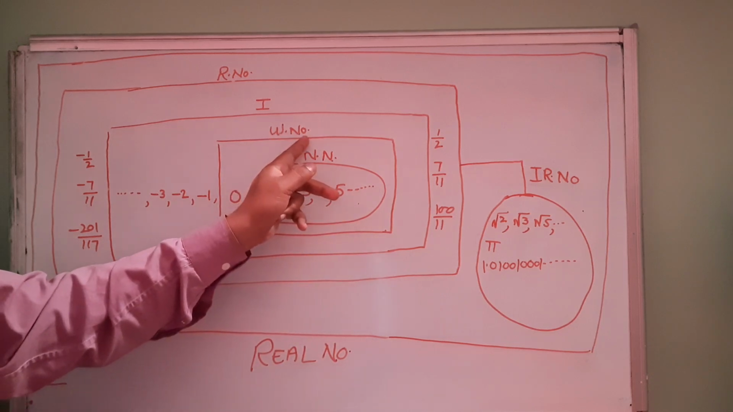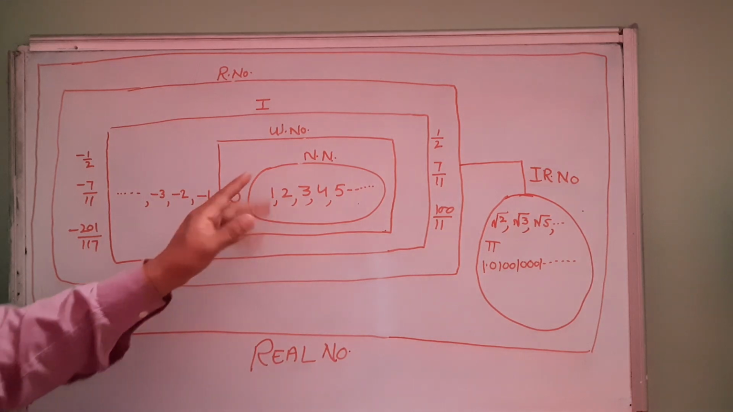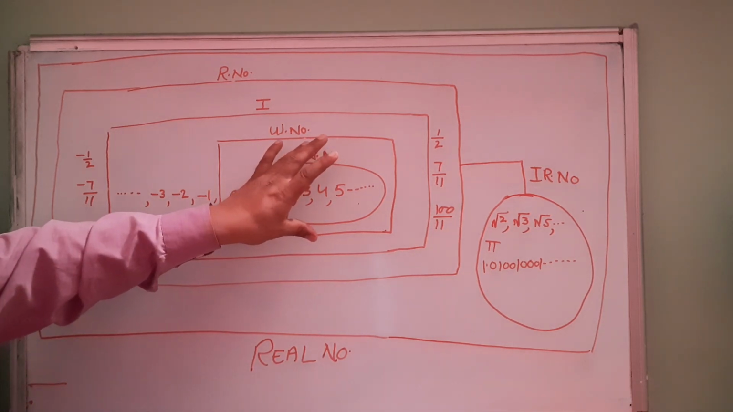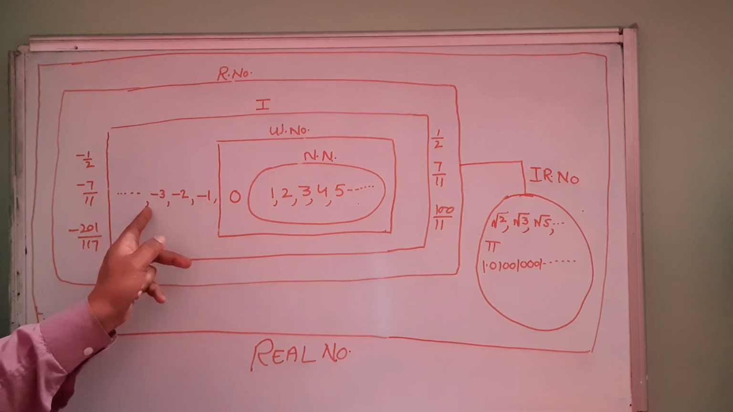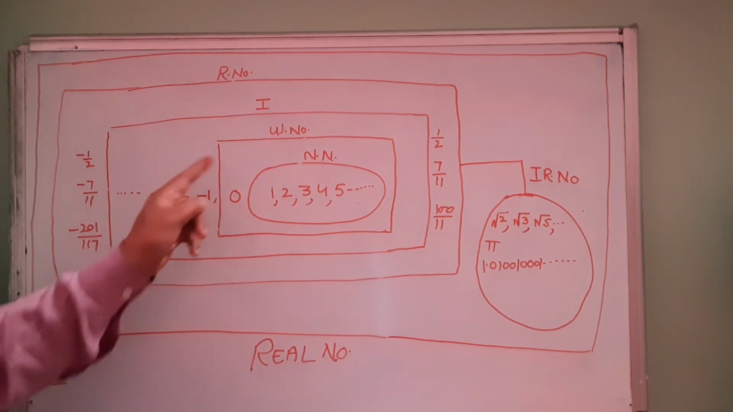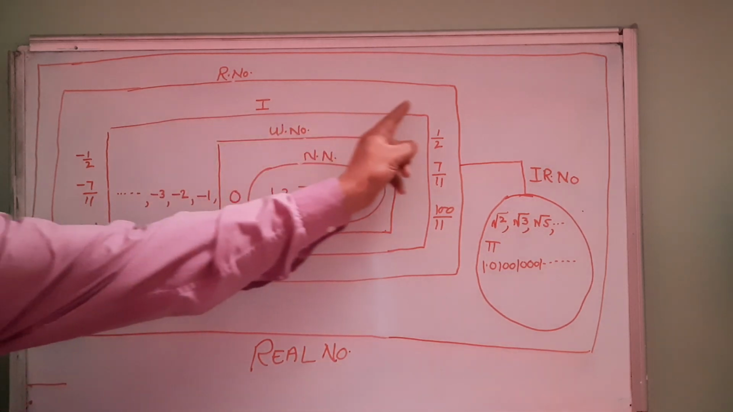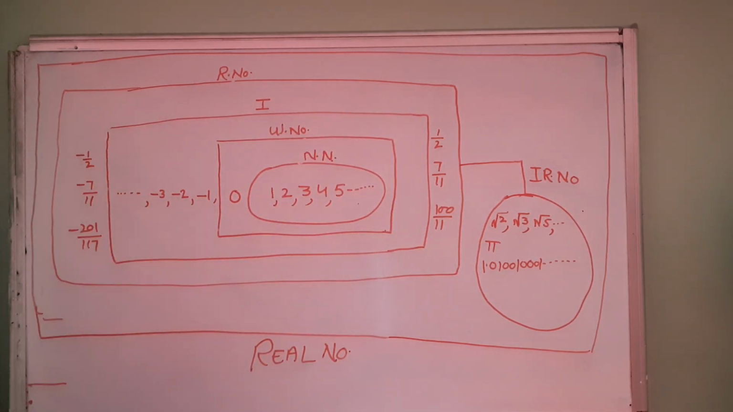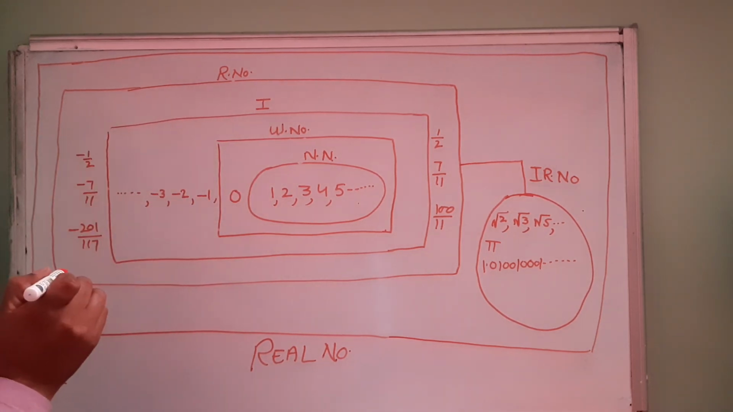This box is whole numbers. To the whole number box, we add more numbers, meaning we place some more numbers outside the whole number box: minus 1, 2, 3, negatives. Now see this box, which contains negative integers, positive integers, and 0. This is the box. This box is labeled I, meaning integers.